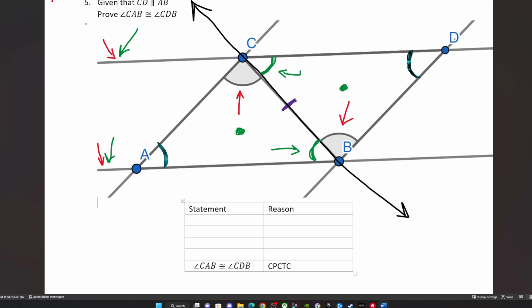So in terms of reasons, you will have a given. We had the reflexive property. And we had the alternate interior angles. And of course, right here we got the angle-side-angle triangle congruence theorem. And that would be it for the last proof.